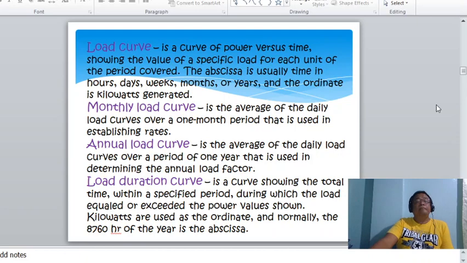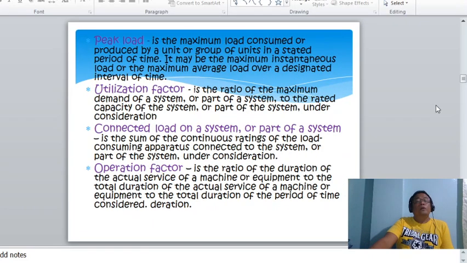So, another, we have the so-called utilization factor. This peak load was already described in the previous slides. Peak load means the highest point of a curve. Another, we have the utilization factor: the ratio of the maximum demand of the system or part of the system to the rated capacity of the system or part of the system under consideration.